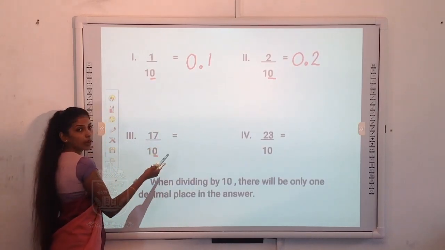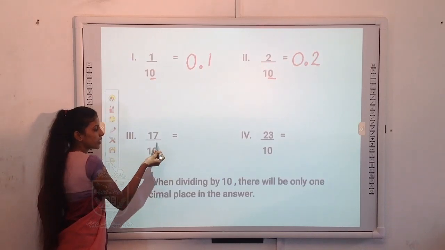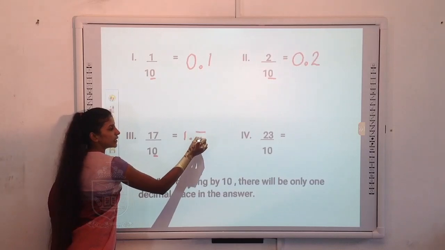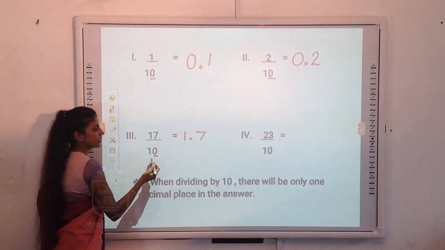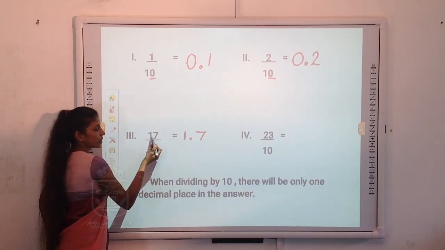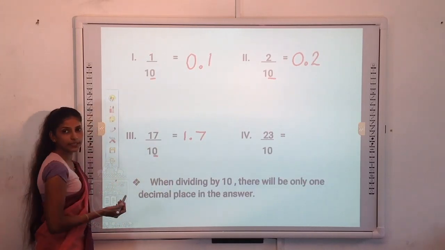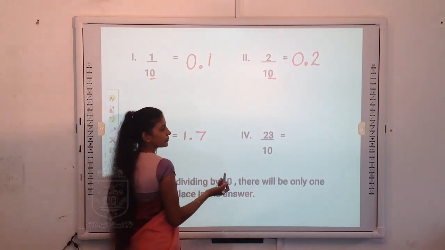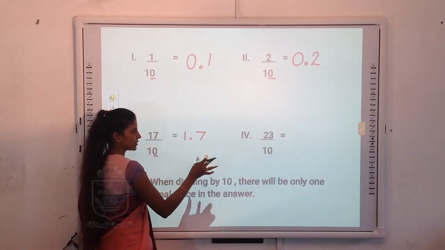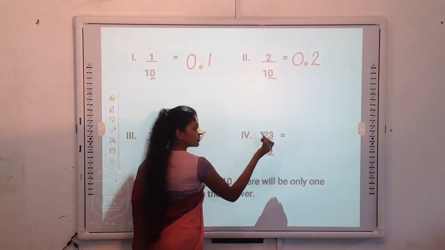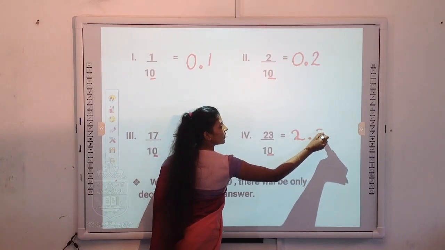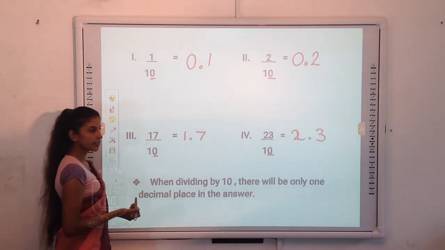Now here you have two numbers. Though you have two numbers, you have to express it with only one decimal place, since it is divided by 10, you have 1 zero. Fourth example. Here you have 23 over 10. It's the same as the third. Only 1 zero, therefore only one decimal place should be in the final answer. That is 2.3.